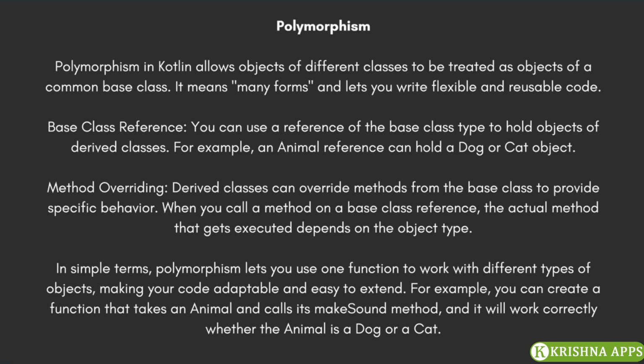Method overriding. This means that derived classes can override methods from the base class to provide specific behavior. When you call a method on a base class reference, the actual method that gets executed depends on the object type. In simple terms, polymorphism lets you use one function to work with different types of objects, making your code adaptable and easy to extend.